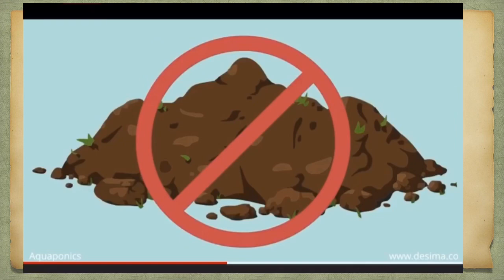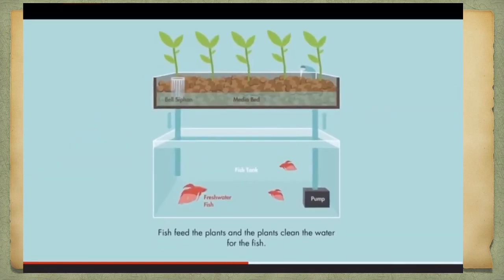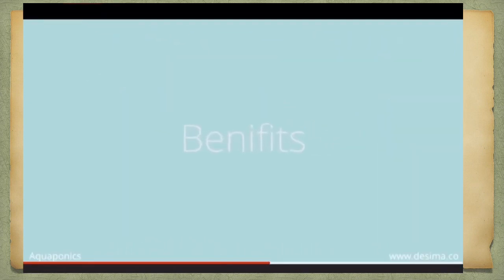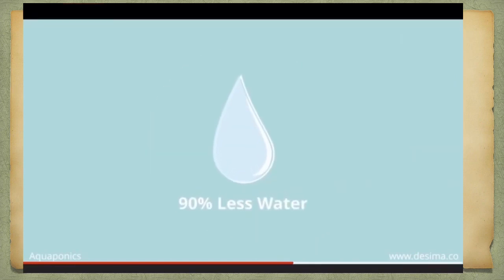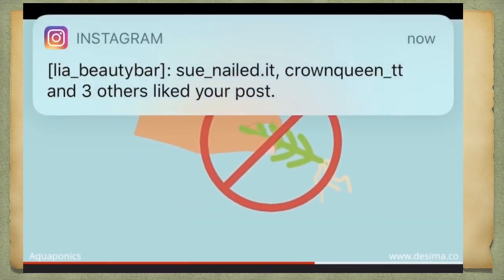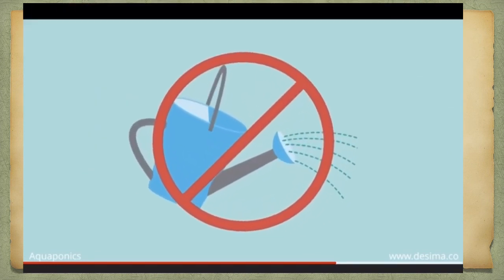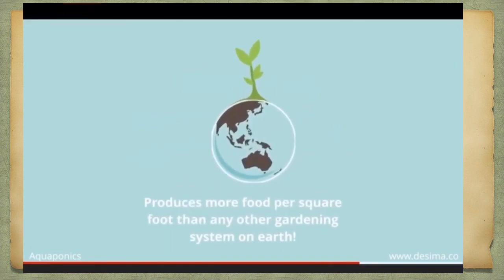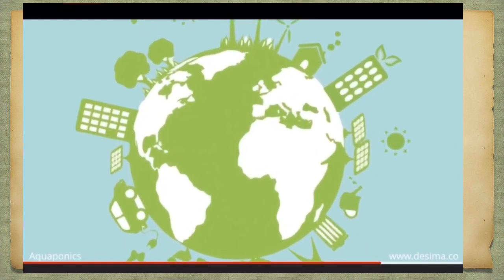There is no soil, unnatural fertilizers or chemicals in play at all in the aquaponics system. The nutrients that the plants need come directly from the fish. The benefits of aquaponics are: it's natural and organic, uses 90% less water than traditional farming, mercury-free healthy fish, no weeding, no soil pests, no watering, promotes self-sufficiency, produces more food per square foot than any other gardening system on Earth. For a sustainable environment, aquaponics is the way to go.